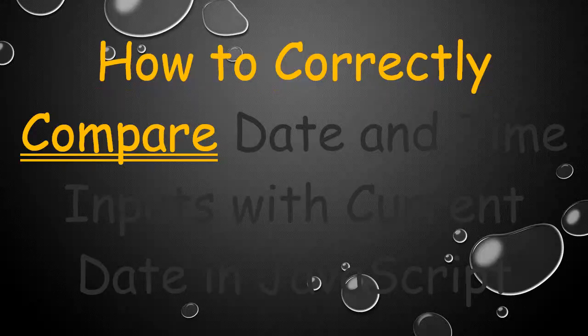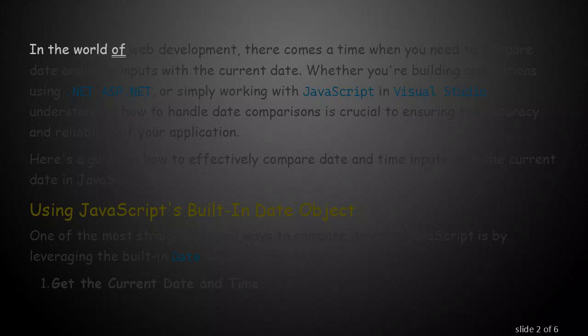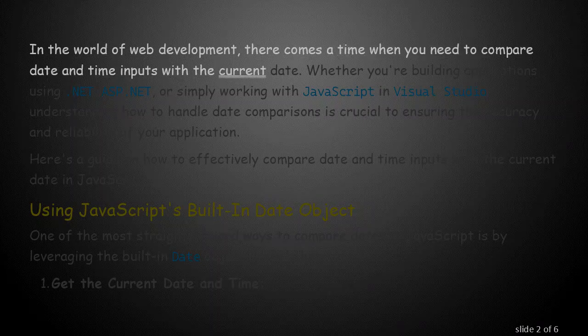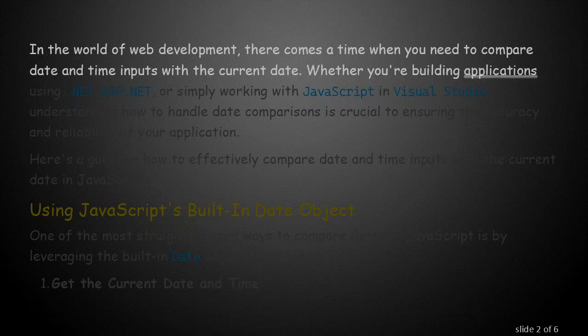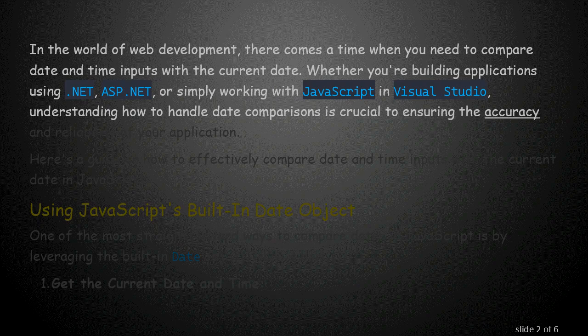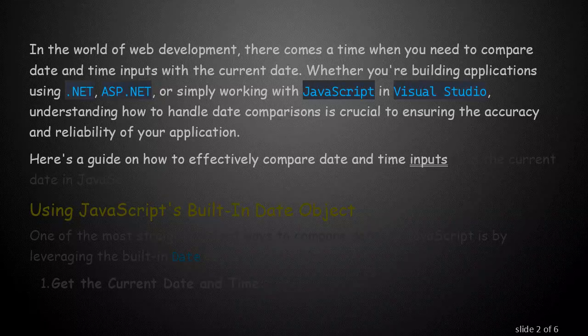How to correctly compare date and time inputs with the current date in JavaScript. In the world of web development, there comes a time when you need to compare date and time inputs with the current date. Whether you're building applications using .NET, ASP.NET, or simply working with JavaScript in Visual Studio, understanding how to handle date comparisons is crucial to ensuring the accuracy and reliability of your application. Here's a guide on how to effectively compare date and time inputs with the current date in JavaScript.